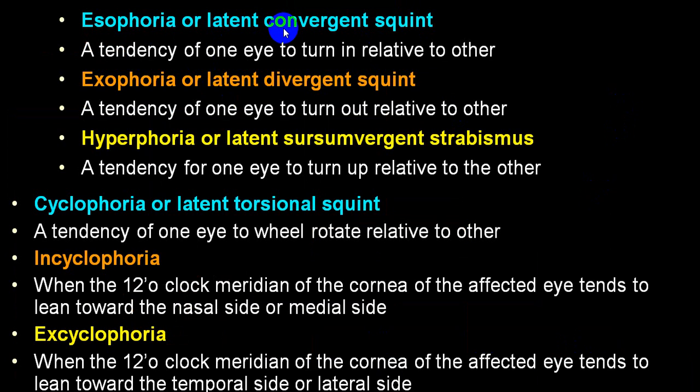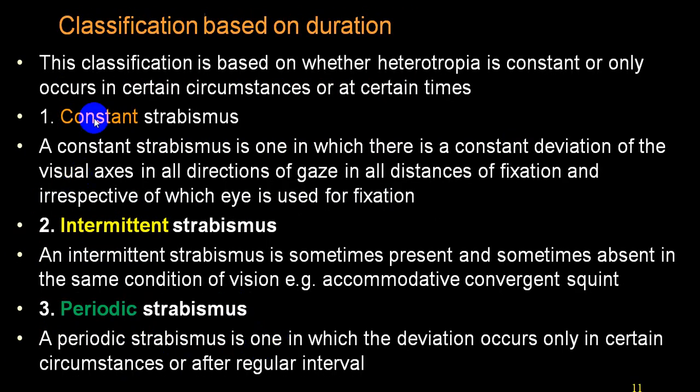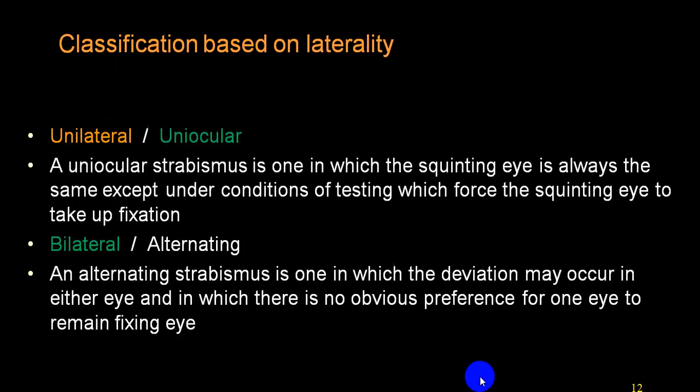Eso is also called a latent convergent. Cyclophoria is latent torsional. Encyclo means it is inward. Excyclo means outward. These are the words which you commonly utilize. If it is constantly present, you can use the word constant. If it is intermittent, it is called intermittent. And if it is periodic, it is called periodic strabismus. Or also you can use the words temporary and constant. These are some of the words which are commonly being utilized.